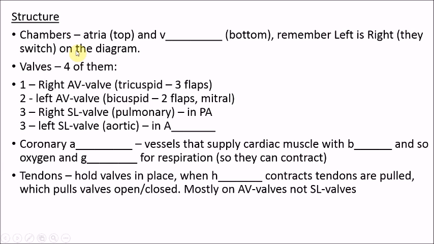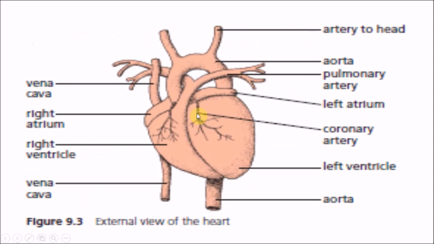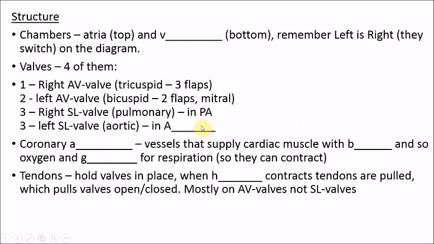Structure now. The chambers of the heart, you've got the atria at the top and the ventricles at the bottom, and then you've just got to remember that right is left and left is right. The valves we've discussed already, the 4 valves: right AV valve, left AV valve, and the semilunar valves. The coronary arteries are arteries on the outer surface of the heart, just here. These are the coronary arteries, and they supply the heart with blood, and as such oxygen and glucose for respiration. This is because the heart needs to contract and respire.